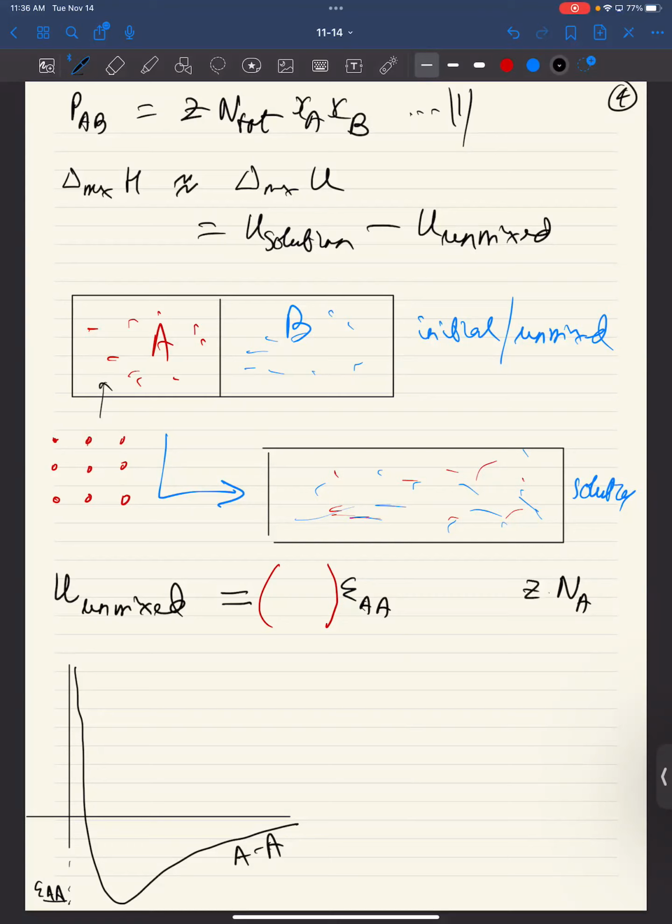Z multiplied by Na. But is that correct? So if you think of this picture, how many AA bonds is this A atom forming? Number 1, number 2, number 3, number 4, right? So the coordination number is 4 and you formed 4 bonds. And you can count similarly 4 bonds for every other atom. But you doubled it. So you have to divide by 2.